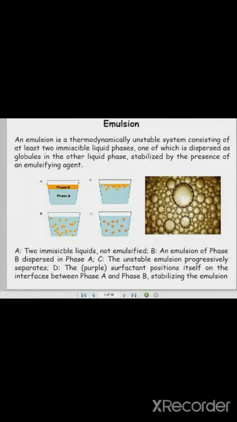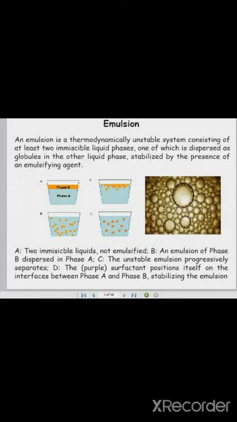Here there are two pictures, A and B. In A, there is a complete separation, it means two immiscible liquids not emulsified. B, an emulsion of a phase B dispersed in a phase A, means the phase B liquid is dispersed into the phase A.